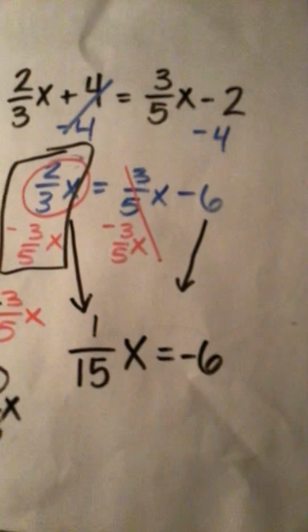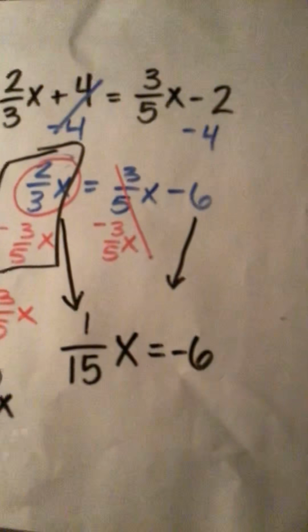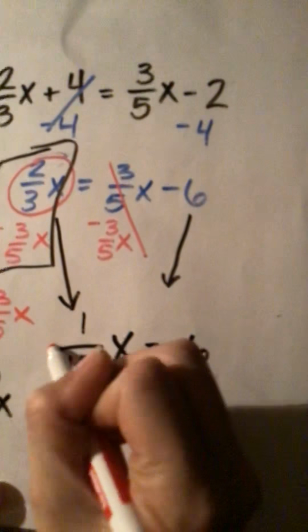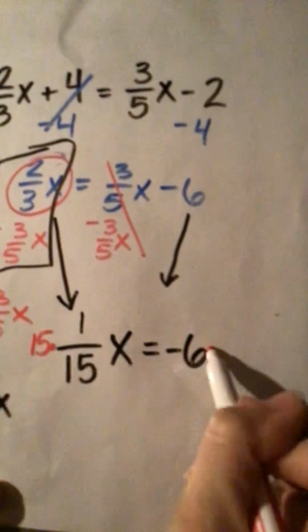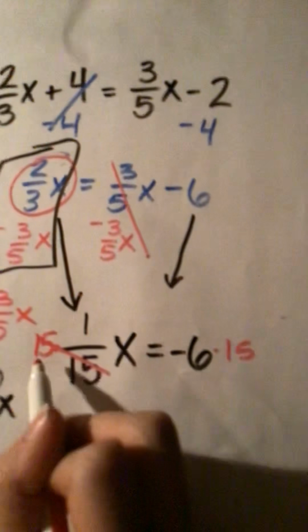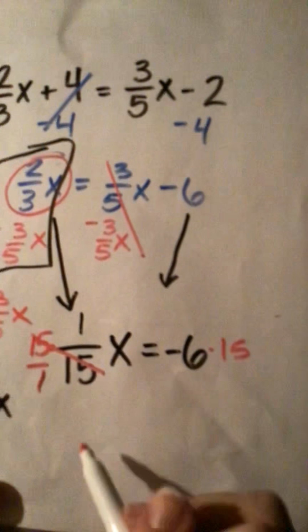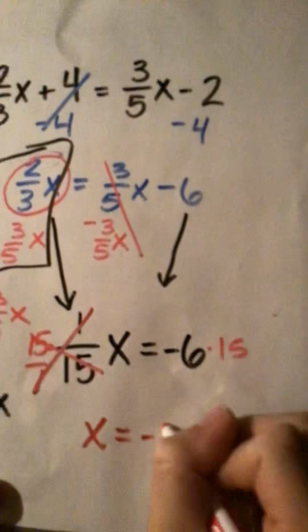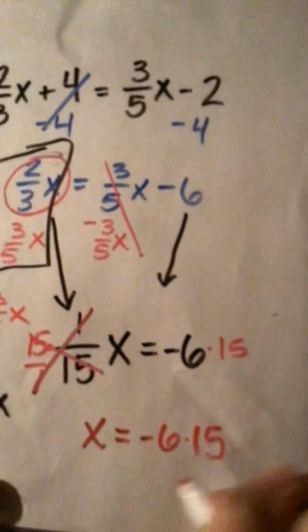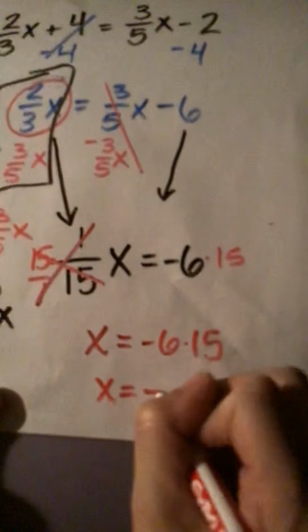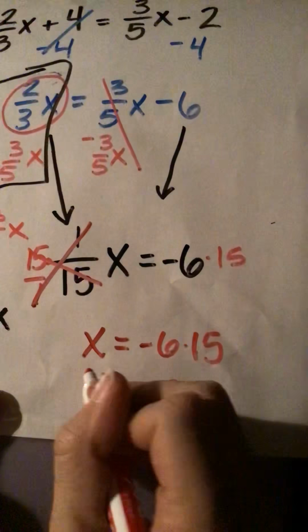Now from there, our last few steps, when we have a fraction, to undo that fraction, we multiply both sides by the reciprocal. So we're going to times by 15 and 15. And those are going to cancel, and really it's 15 over 1 if you wanted. So x is equal to -6 times 15. So x is equal to -90.